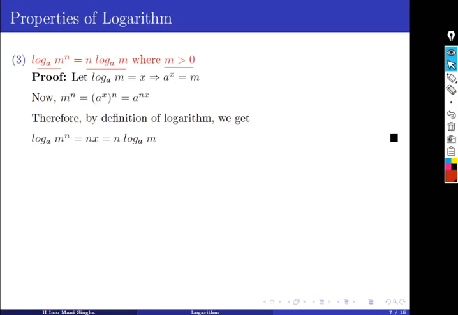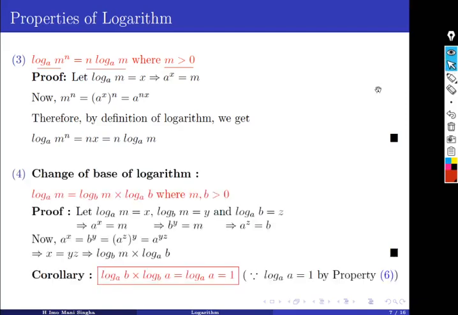Property number 4 says that log of m base a, this I can write as log of m base b into log of b base a. This property is called change of base of logarithm, because on the left hand side we have log of m with base a, and on the right hand side we have change. We have introduced one new term, that is b, and we have changed the base.